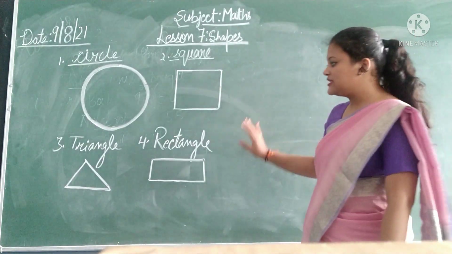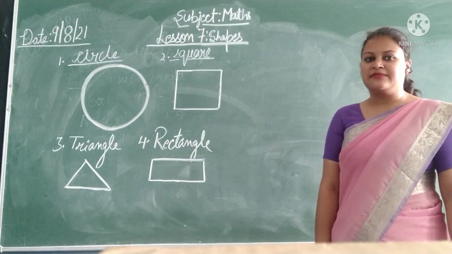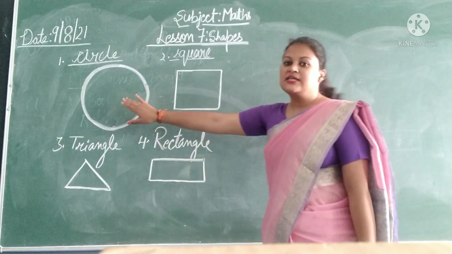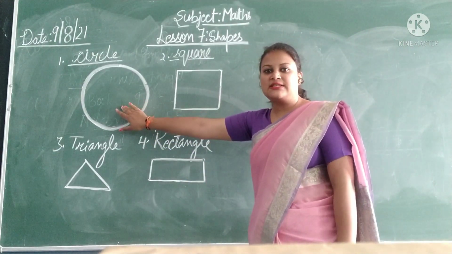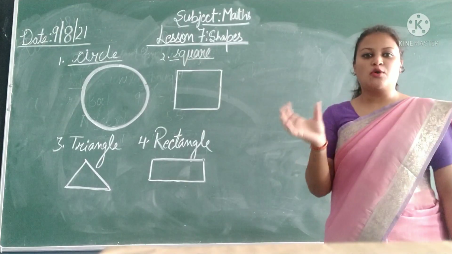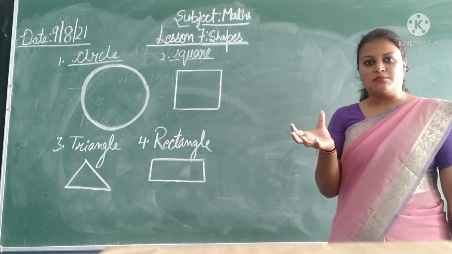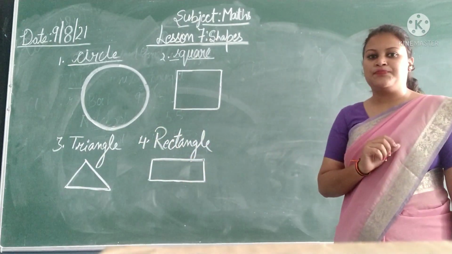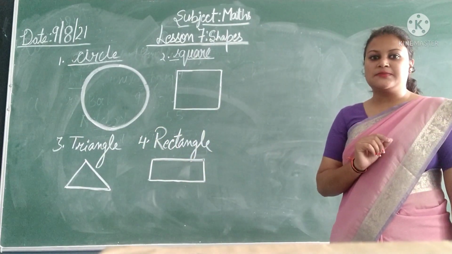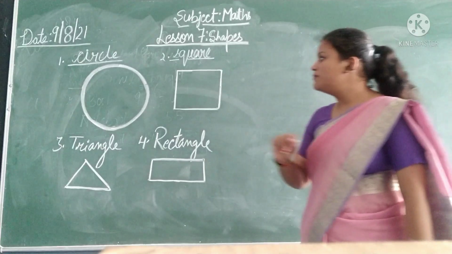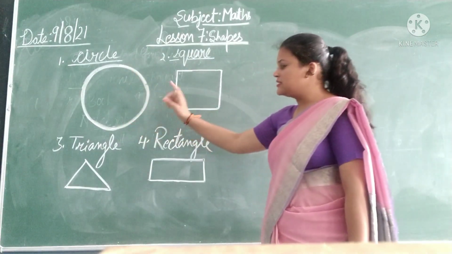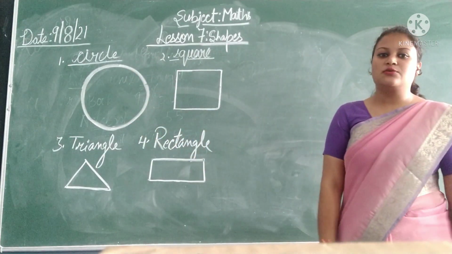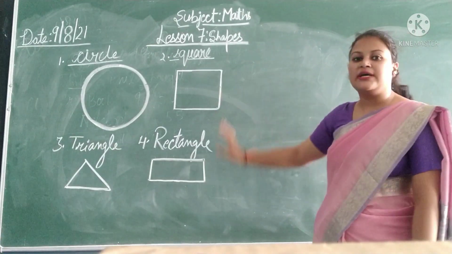These are the basic shapes which we have studied in the previous classes. First is circle. You have seen this. We are playing with a ball, so it is in circle form. These shapes are in 2D. So the ball is made up of circle. Its shape is circular.